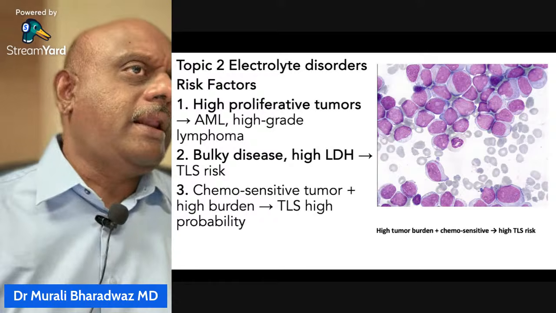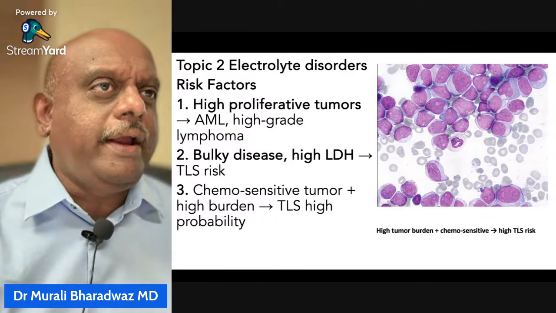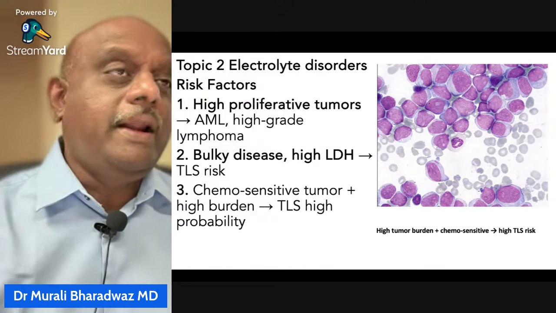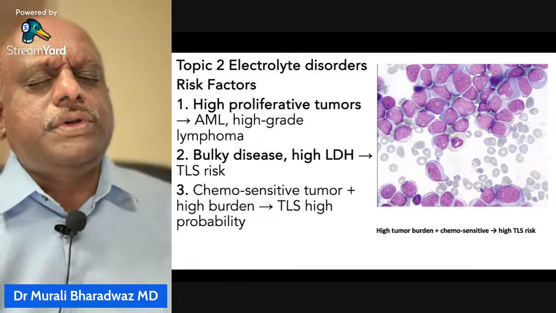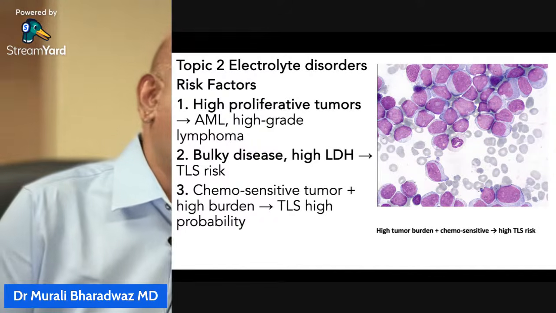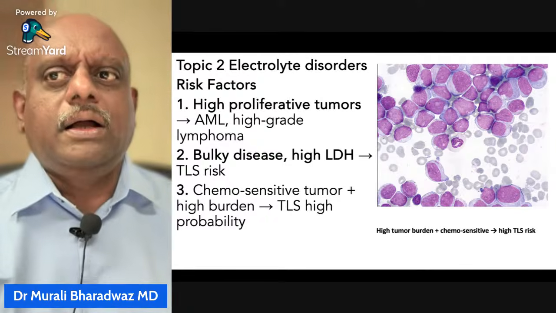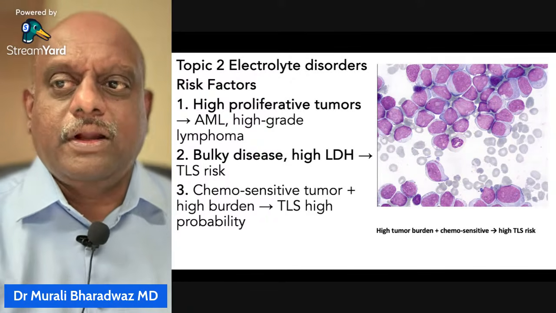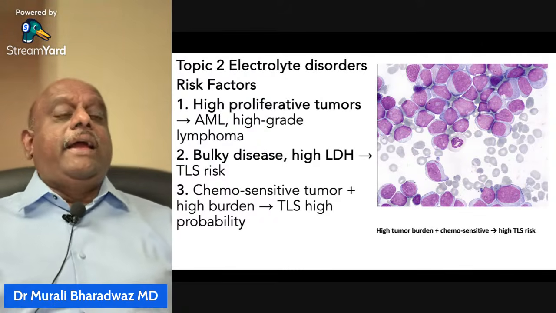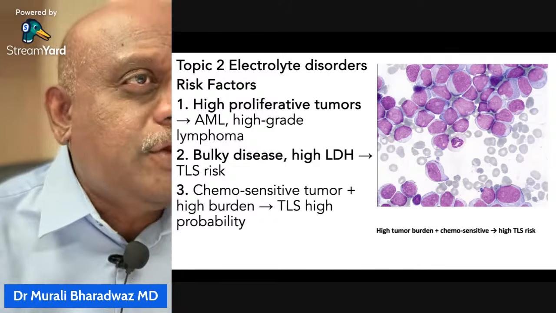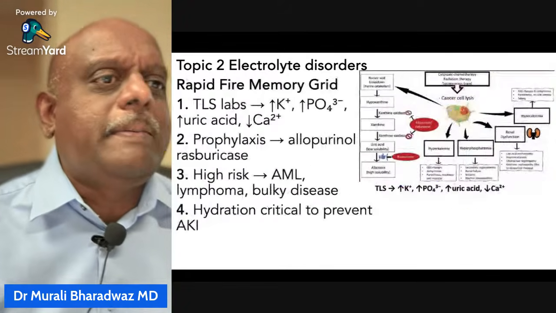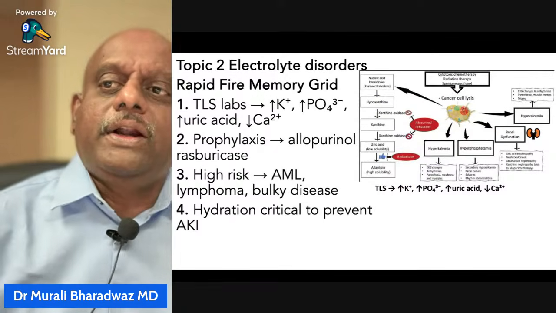Now, in which type of tumors is tumor lysis syndrome seen? Acute myeloid leukemia, high-grade lymphoma. Similarly, any high LDH values in a patient who has malignancy, lymphoma or AML, you should think of the risk for tumor lysis syndrome, right? And any tumor whose LDH levels are high and it is a very chemosensitive tumor like acute promyelocytic leukemia, the probability of developing tumor lysis syndrome will be very high, is what you need to remember.